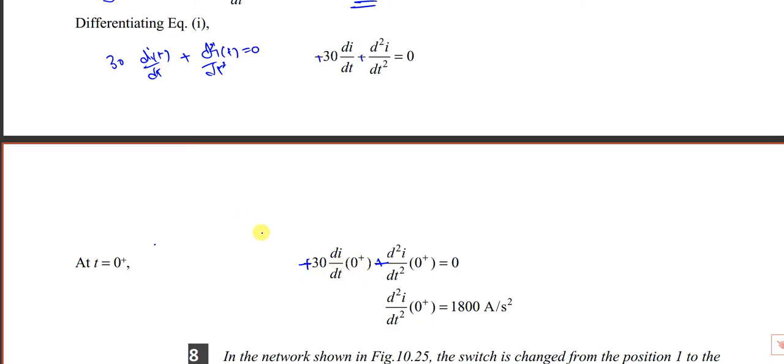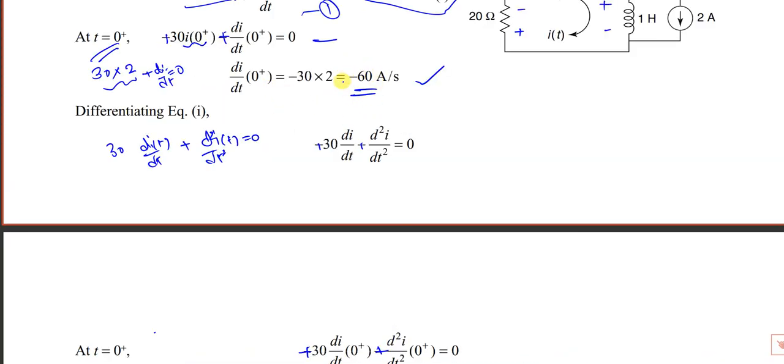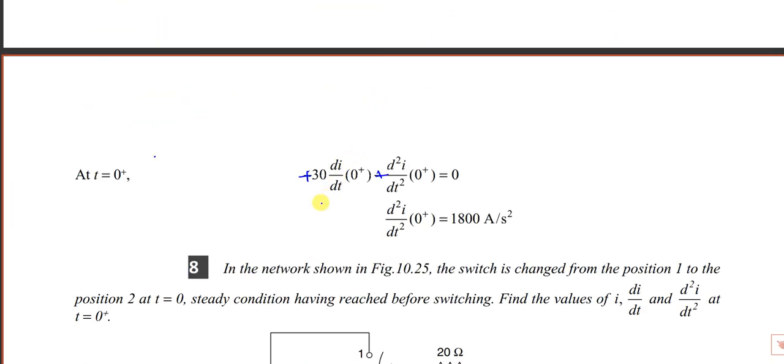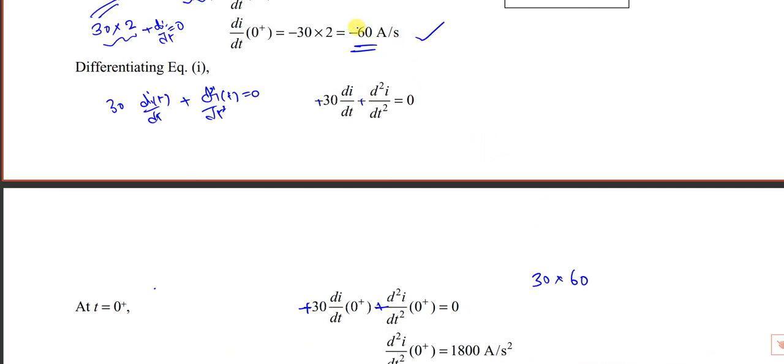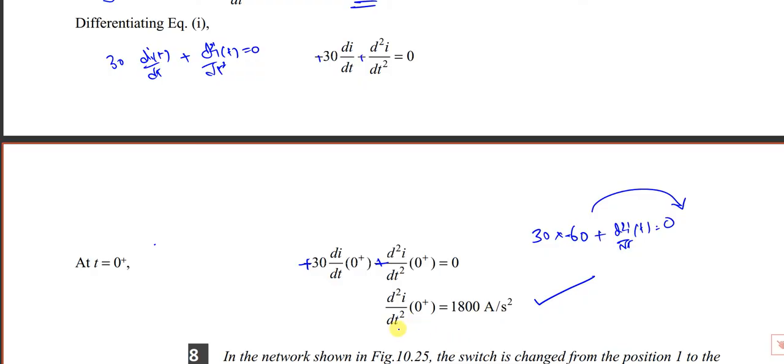Then we have to substitute the value of di by dt from the previous value. In the previous step, we got di by dt as minus 60. So substitute here di by dt as minus 60. So we'll get 30 into minus 60 plus d square I by dt square equal to 0. This is minus 1800, and if you bring it to the right side, it becomes plus 1800 for d square I by dt square. So this is the correct answer.